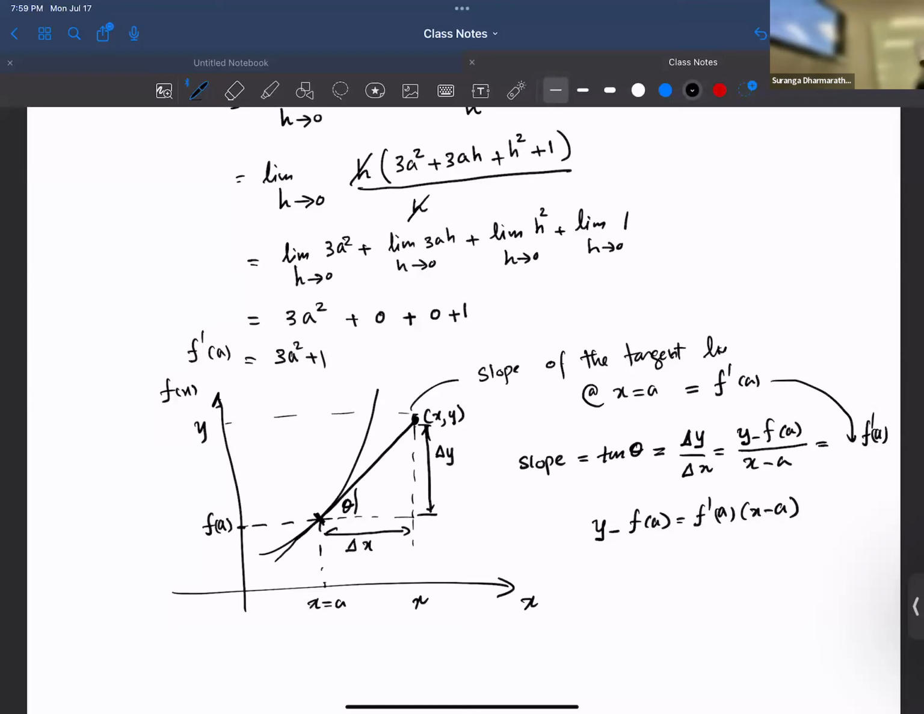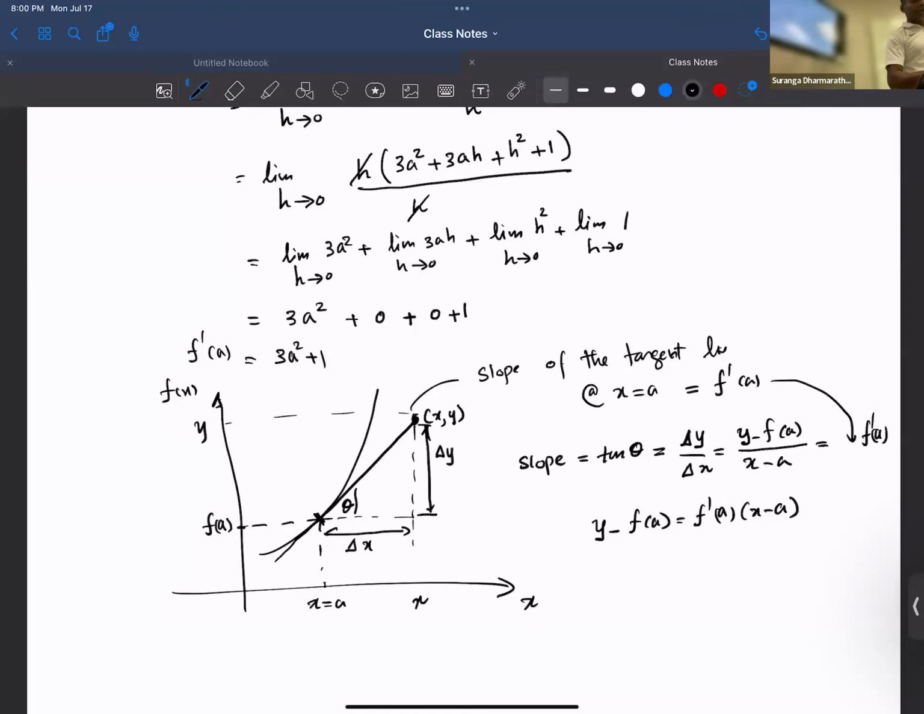We did that last week as well. I just want to refresh your memory. This is how you get it. Does that make sense? You have done this in pre-calculus or in high school to find the equation of a line. Okay.